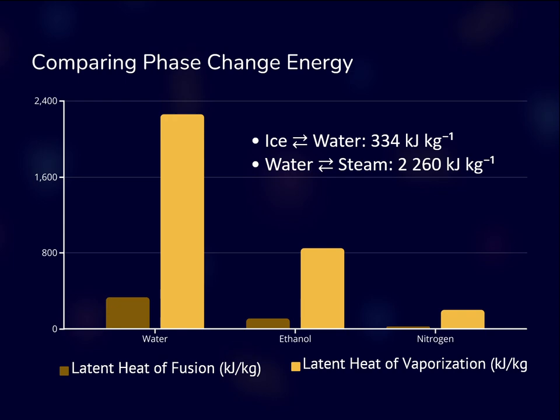Now, we can stack these numbers side by side, and we see the transition from ice to water takes about 334 kilojoules per kilogram of water. But the transition from liquid water to steam takes much more energy, 2,260 kilojoules per kilogram of water. That 7-to-1 ratio explains why steam engines changed the world and why steam burns are so severe. 1 kilogram of steam at 100 degrees Celsius carries enough latent heat to melt almost 7 kilograms of ice without its temperature dropping by even a single degree.